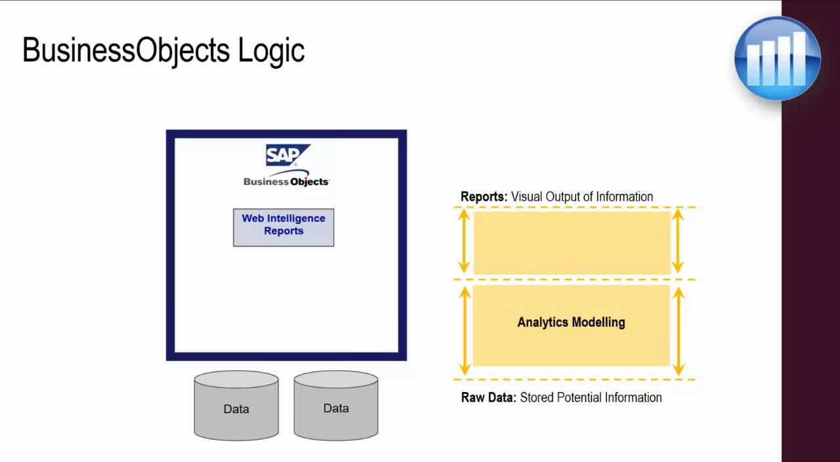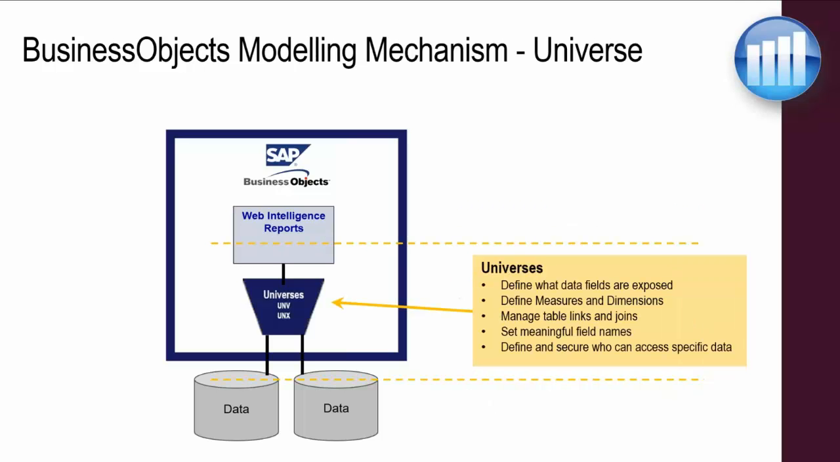Key area here is analytics modeling, and a very big factor for the business objects logic is in the universes. This is where the raw data in its rough, non-business user-friendly manner gets turned into measures and dimensions, and it's cleaned up in a number of ways so that it's ready and usable for business-focused report development. So this is really a huge step, a key step that takes that raw data and prepares it.